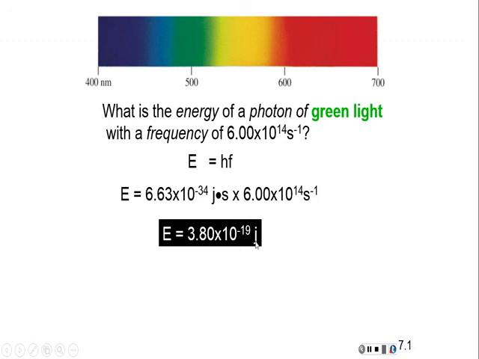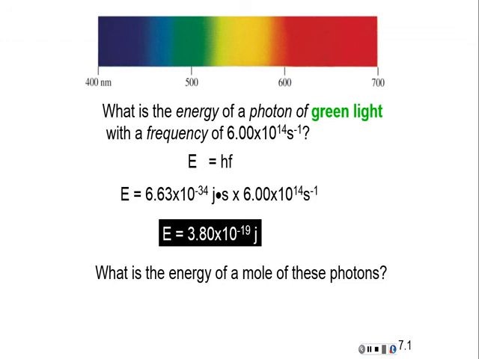Now a joule is a unit of energy. It's much smaller than a calorie. And if you look at the power of 10, this is a very tiny amount of energy. But we're only talking about one photon. And you would never have just one photon produced by a bunch of atoms. You would have billions and billions and trillions. So it might be interesting to figure out, what is the energy of a mole of these photons?